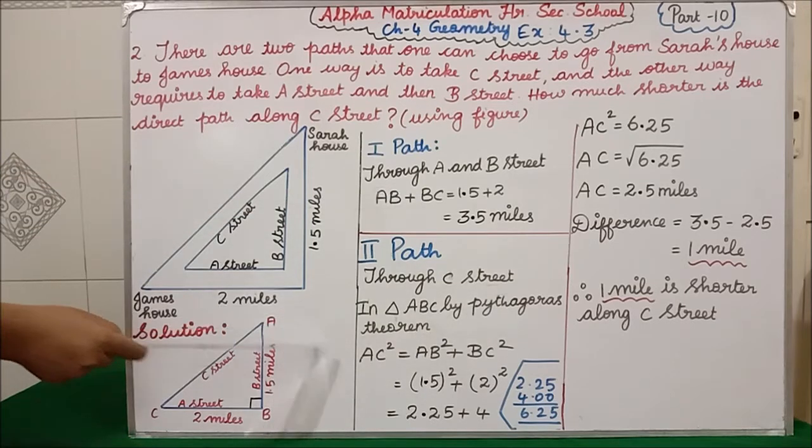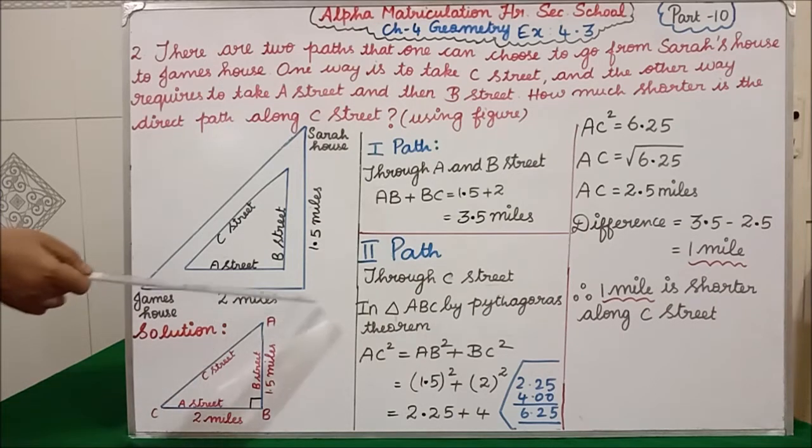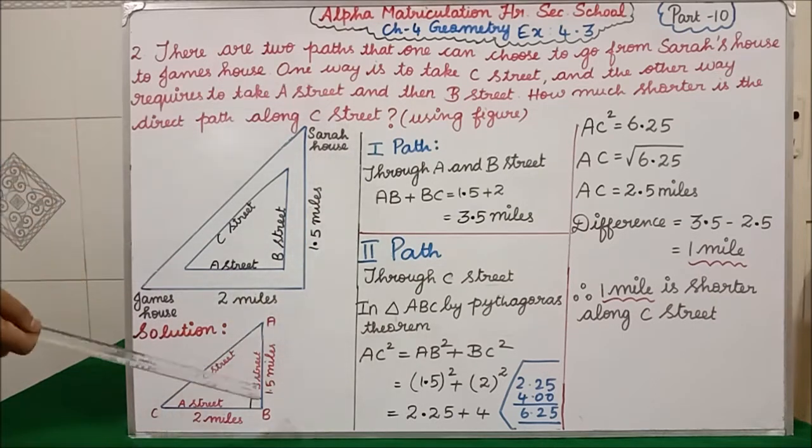So AB side is what? 1.5. BC side is what? 2. So 1.5 plus 2 is what? 3.5 miles. Okay. So when we follow this A street and B street, we have to travel 3.5 miles. Clear, the first path?